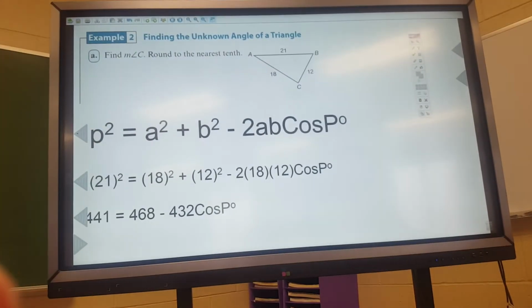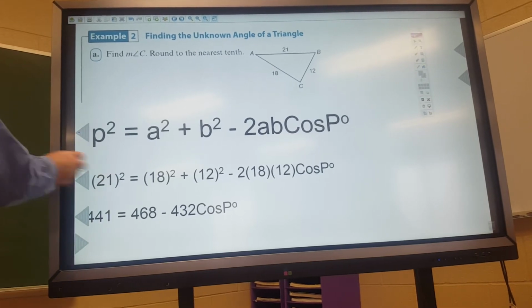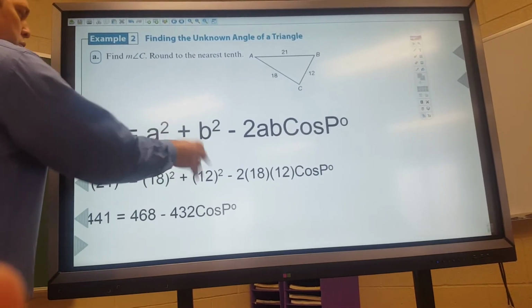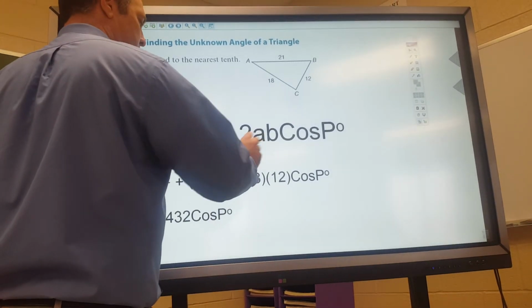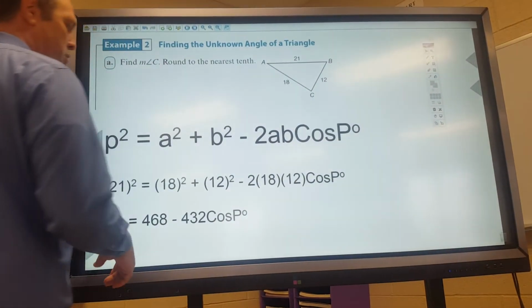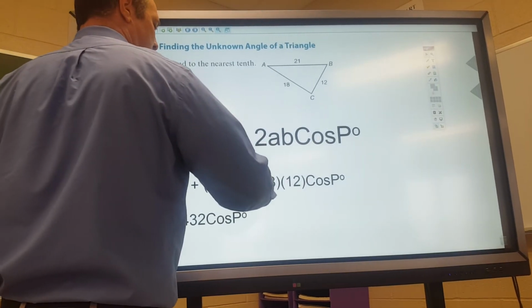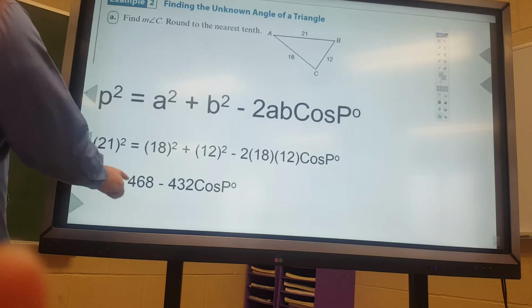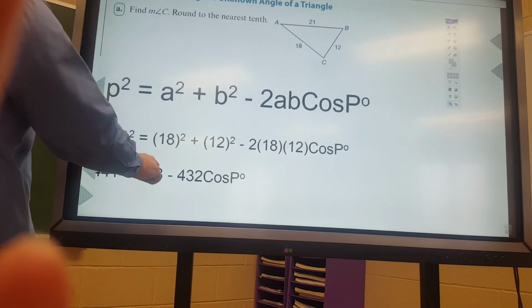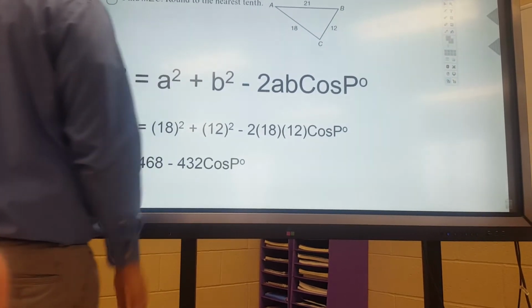Now I work it out just like we said before. Square the 21, square the 18, square the 12. We can combine those, multiply all this out. When you multiply negative 2 by 18 by 12, you get 432. So we get 441 equals 468 minus 432 cosine P.